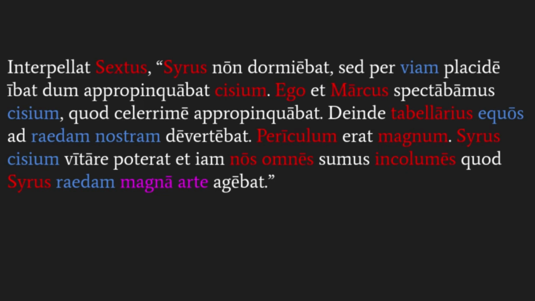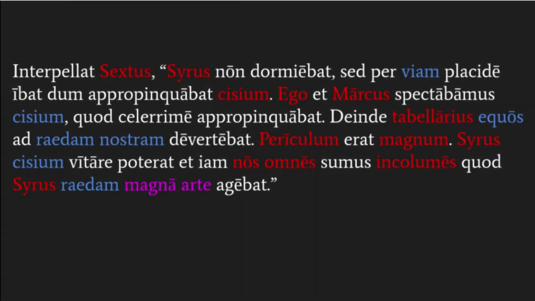Then you have Cyrus cisium vitare poterat et iam nos omnes sumus incolumes quod Cyrus raedam magna arte agebat. So Cyrus vitare poterat, there's our irregular verb poterat. He was able to avoid the cisium, right, the chariot. And now, iam, nos omnes, all of us, or we all, sumus, are incolumes, safe. Because, quod, Cyrus, there's our subject, agebat, was driving the raedam, the carriage, magna arte, with great skill. It's ablative because it's describing how he was driving the carriage. And again, you want to remember that when you have the ablative case, like magna arte, without a preposition, you want to think about what it's expressing. More often than not, it's saying how something happened. So in this last sentence, it's just saying how Cyrus was driving the carriage with great skill.